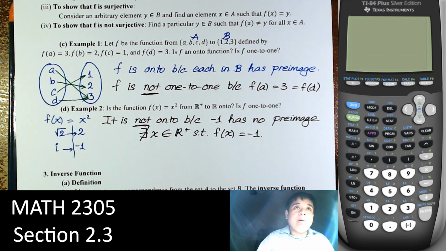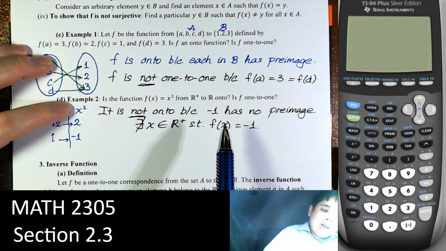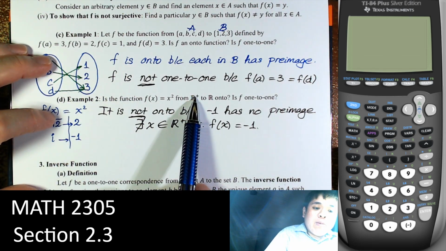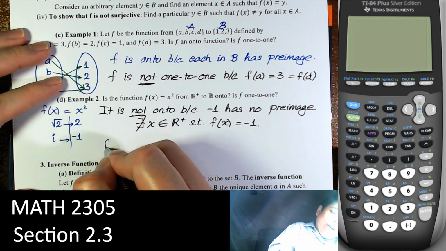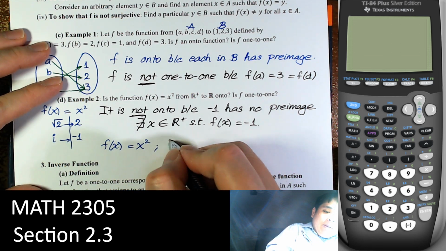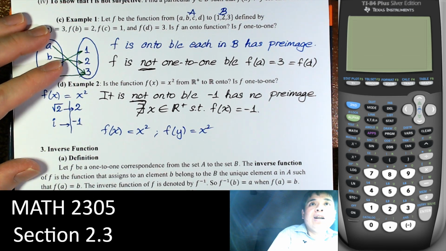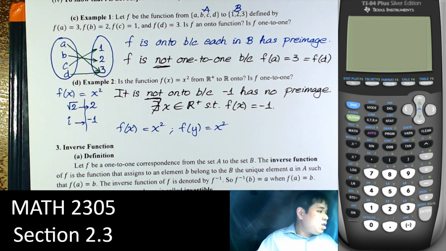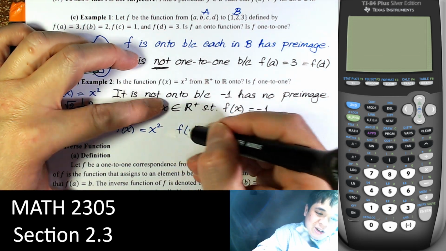Is it 1 to 1 though? To show that it's 1 to 1, we have to use this. So the thing is, this is from the positives, so that makes everything different. So let's say we have f of x equals x squared, and then we have another, y, that is also equal to x squared. Actually, this is a terrible way to denote that, so let's not try that.